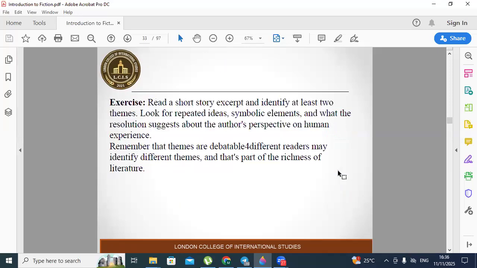Exercise: read a short story excerpt and identify at least two themes. Look for repeated ideas, symbolic elements, and what the resolution suggests about the author's perspective on human experience. Remember that themes are debatable. Different readers may identify different themes, and that's part of the richness of literature.